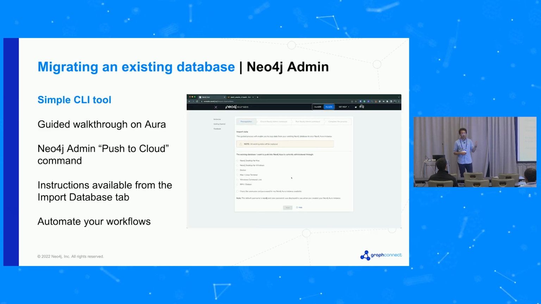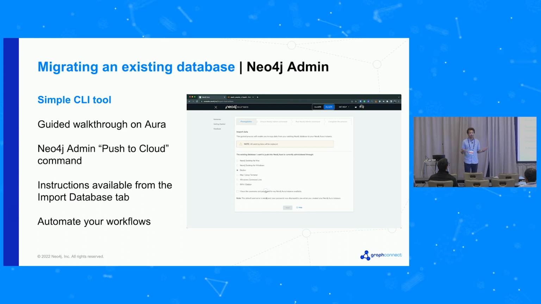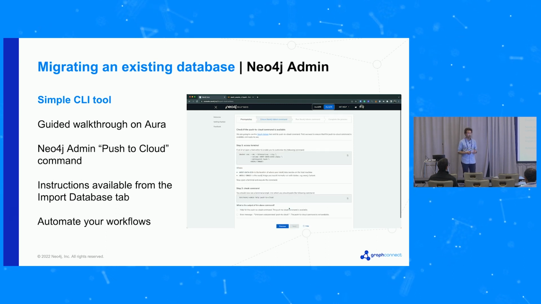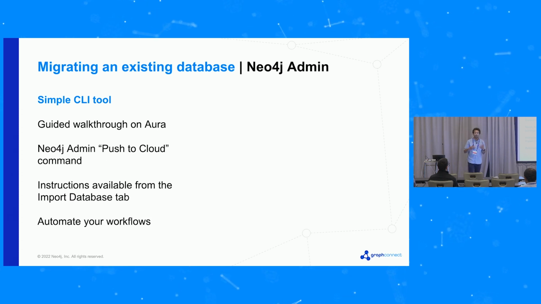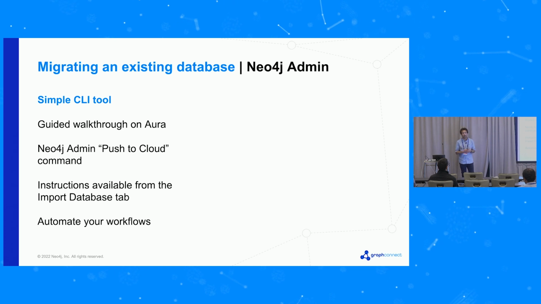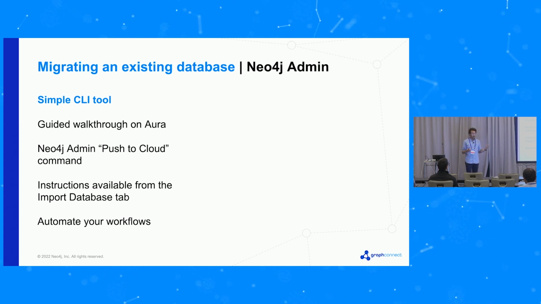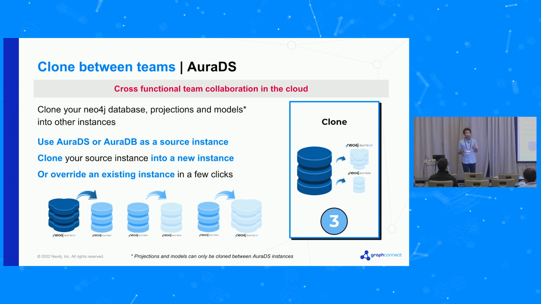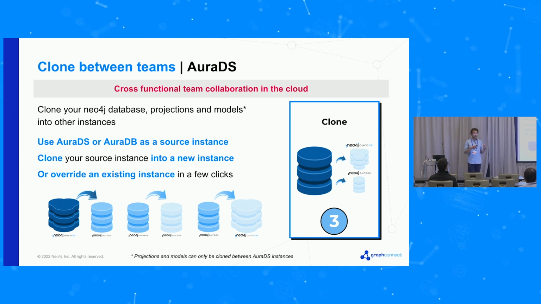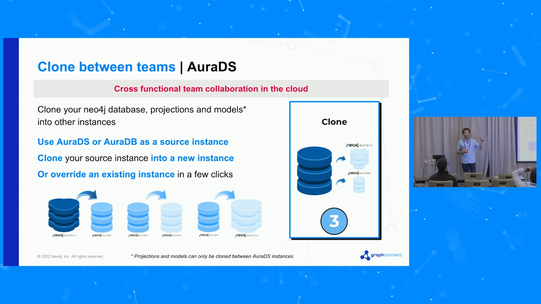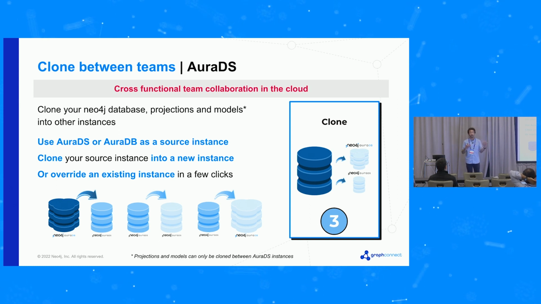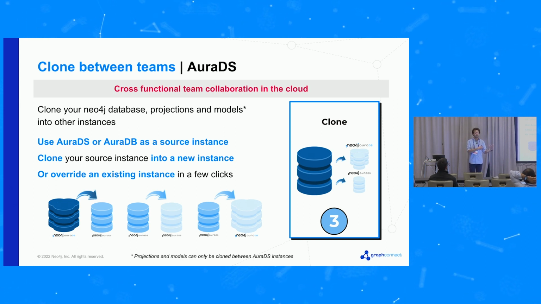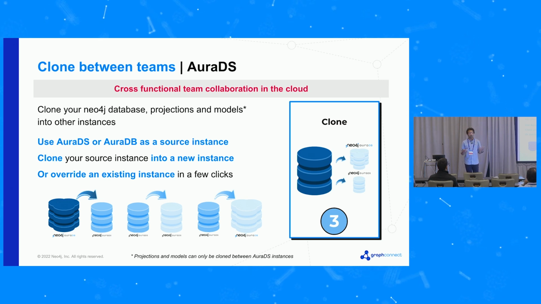With the push to cloud admin command, if you've got a Neo4j instance running, you can use Neo4j admin, and it says, okay, push to cloud. It allows you to automate your workflows. Maybe you're constantly throwing your data over so you can do data science on it. This is nice and easy to do, and it's really simple. We've also got cloning within Aura itself within the platform. So maybe you have an AuraDB instance today and you want to start running some data science on it. You can use the clone function to clone between not only AuraDB and AuraDS but vice versa. And this is either into new instances or existing instances that you might want to use.